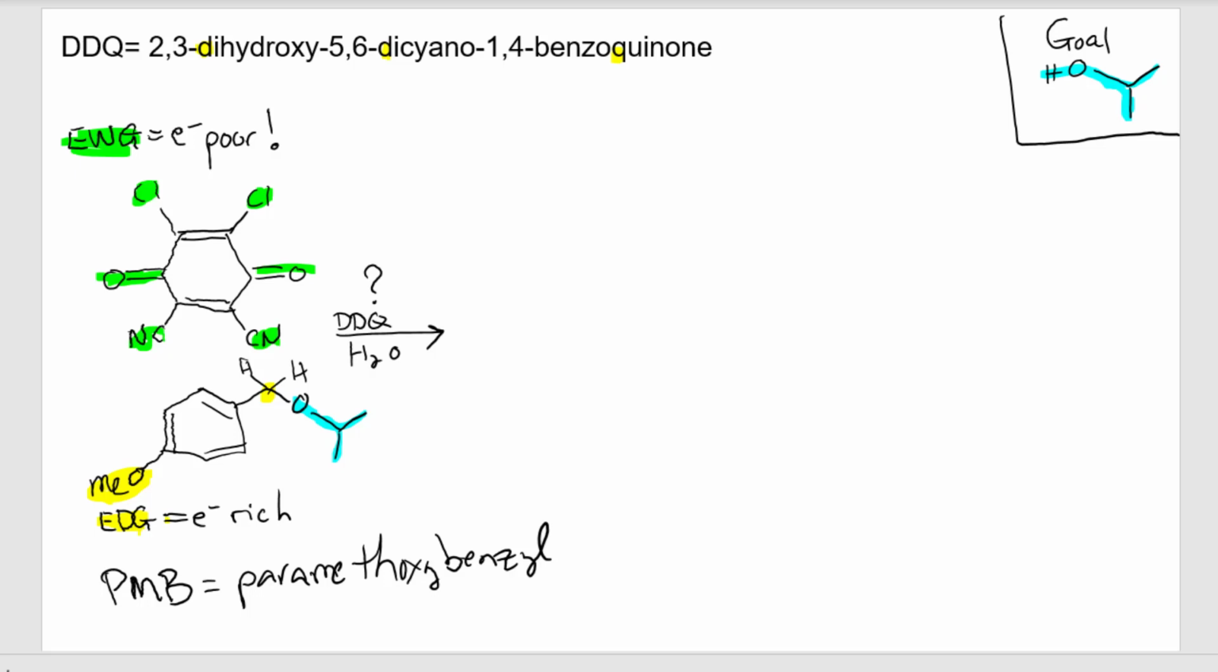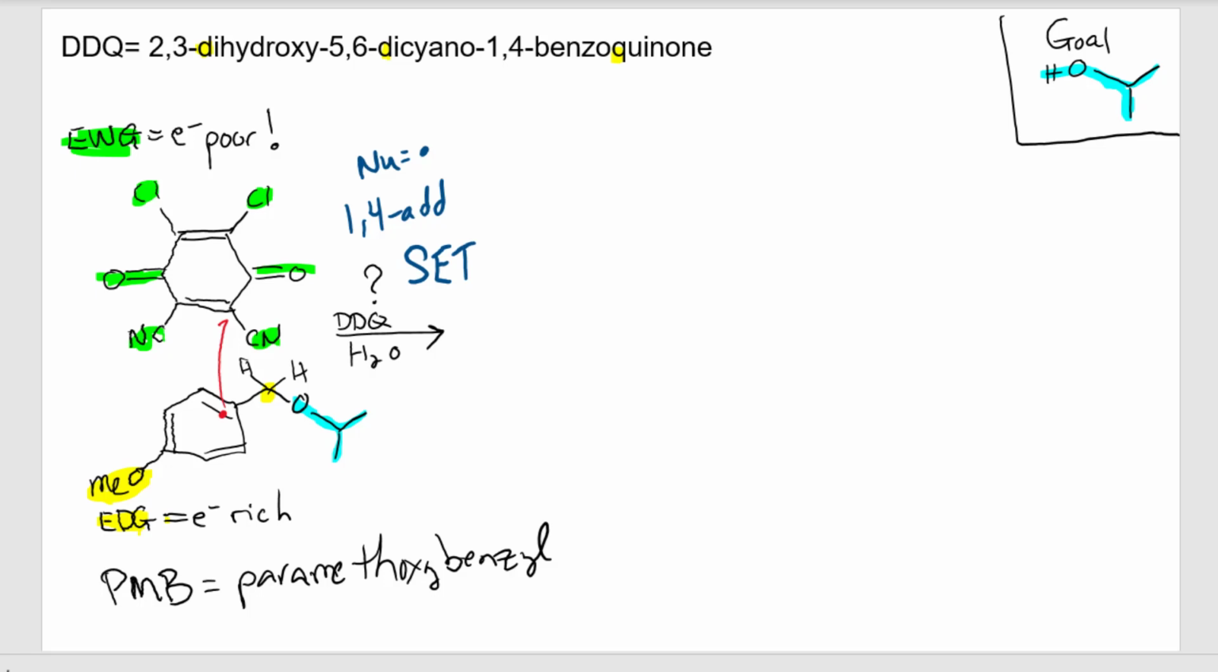How does it do that? It's going to donate one of its electrons to the carbon I'm showing you. Now, just look at it from the side view. It almost looks like a 1,4 addition where the nucleophile is just one electron. So I am transferring a single electron from the PMB ring to the DDQ, okay? Hence the term single electron transfer, or SET.